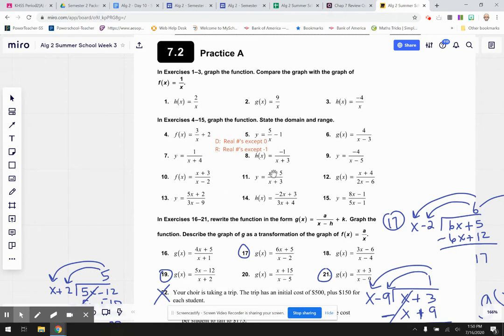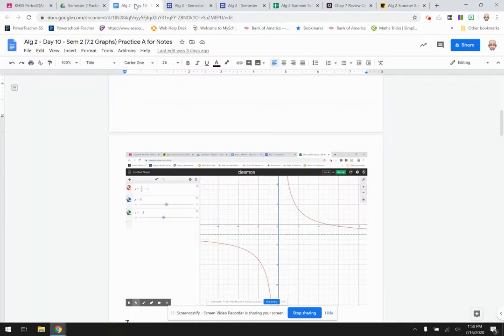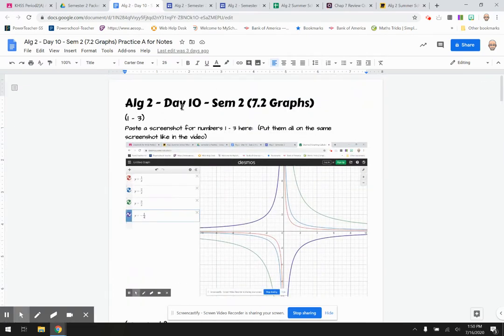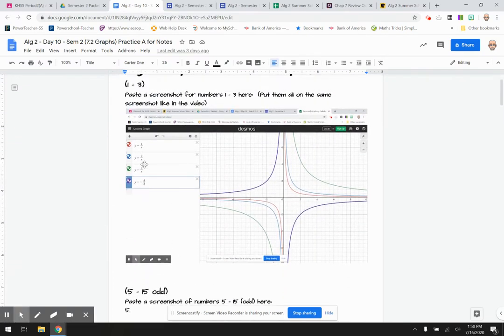These are functions that have fractions in them. So we were using a Word doc, and we put a screenshot. We put 1 over x, 2 over x, 9 over x, 4 over x. We put them all in the same graph. You can see how negative flipped it over to the other quadrants, but you can see that it's going to be a curve on two different quadrants.